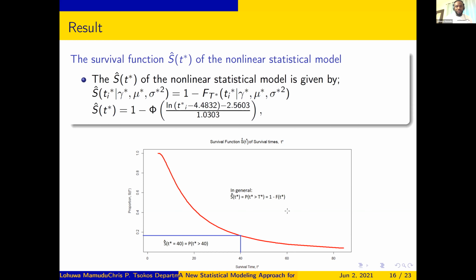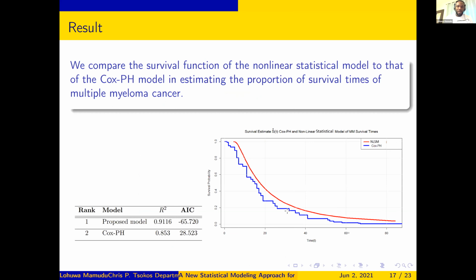Now, how accurate is this plot? Now we compare the survival function of this nonlinear statistical model to that of the Cox proportional hazard model. The red curve represents the nonlinear statistical model survival function, and the blue curve represents the Cox PH survival function. And you can see the nonlinear statistical model is giving a higher prediction of survival function than the Cox-PH.